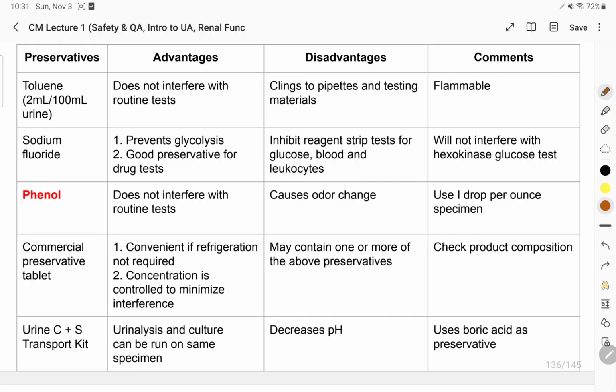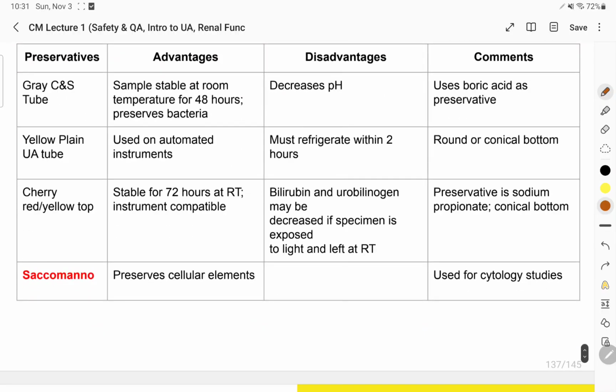These are what is commonly used now, okay? The urine C plus S transport kit is used for urinalysis and culture because both can be run on the same specimen. But the problem is it decreases the pH, okay? You can use boric acid as a preservative in this transport kit. Also we have the gray C&S tube, yellow plain UA tube, cherry red yellow top, and Sakumano.